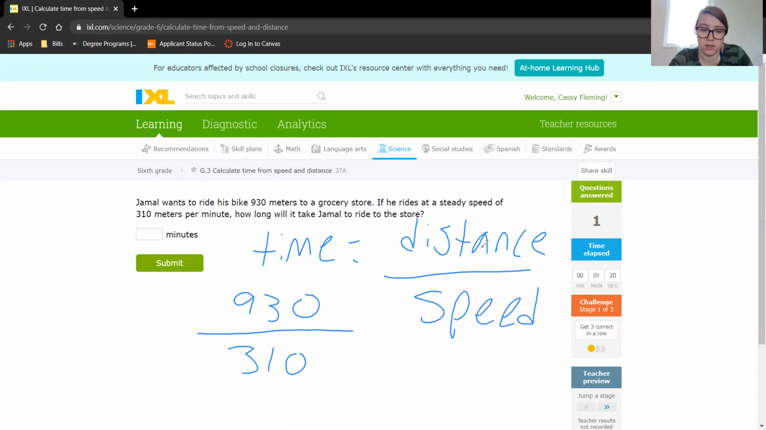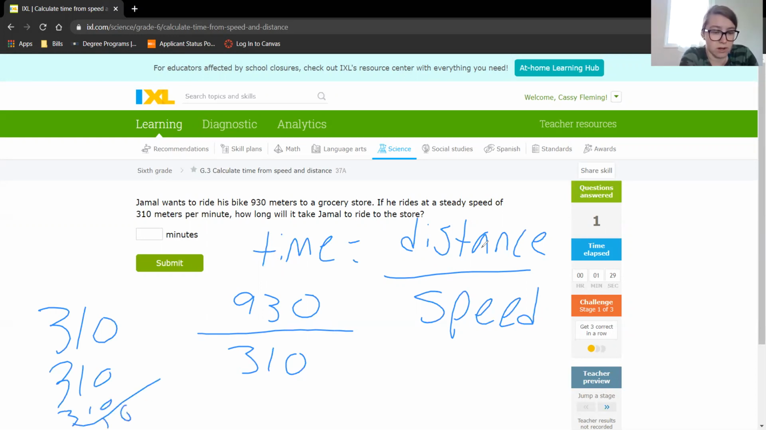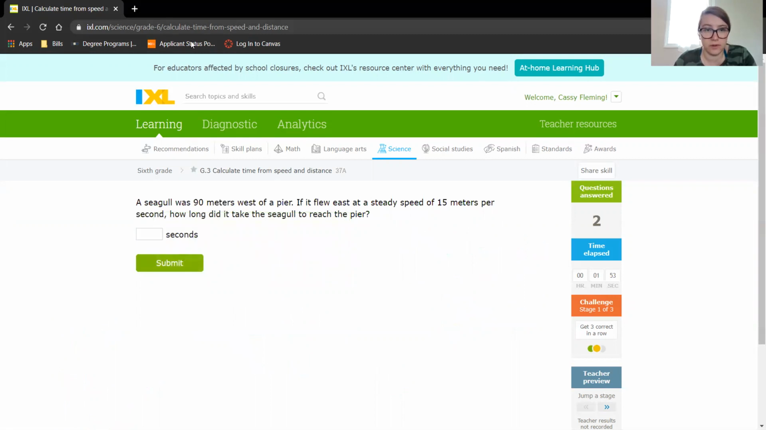It looks like I'm going to do this the challenging way because these are big numbers. 310 goes into 930 three times. I just added 310 together three times because it looked like it would work. So it should take him 3 minutes. Awesome. Let's do another one.